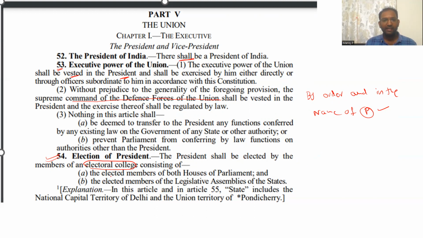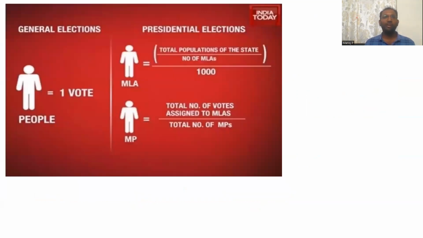Generally, only the elected members of both houses, Lok Sabha and Rajya Sabha, and the elected members of the legislative assemblies of states can vote. Here the term state includes both Pondicherry and Delhi. So no nominated members can participate; they cannot vote in the election of the President of India. Okay. Now in normal or general elections, the value of each person's vote is one. But here it differs. The value of an MLA's vote is determined by the total population of that state divided by the number of MLAs, not all MLAs, elected MLAs. And this population is not based on the recent census, but on the 1971 census.